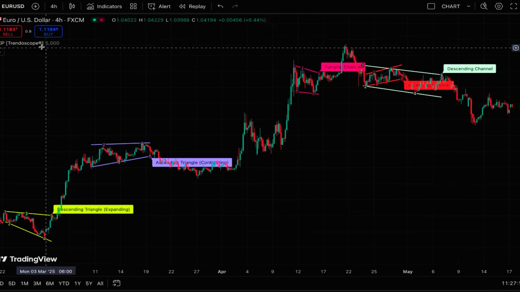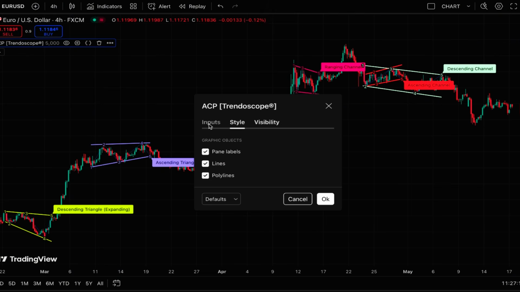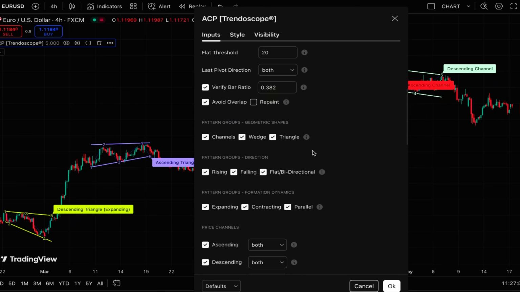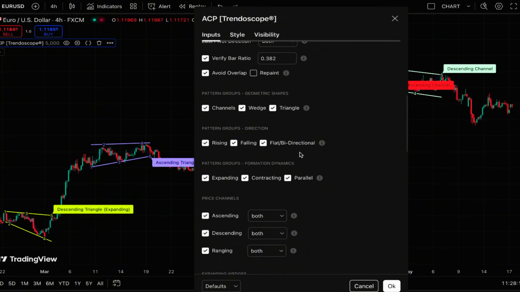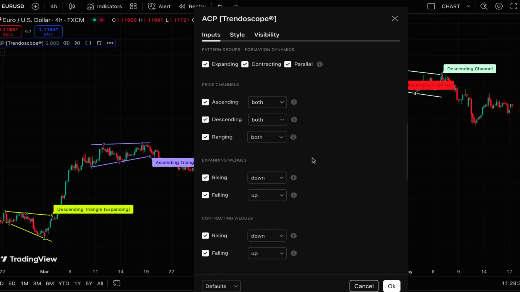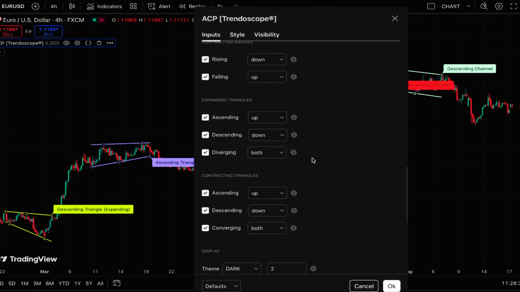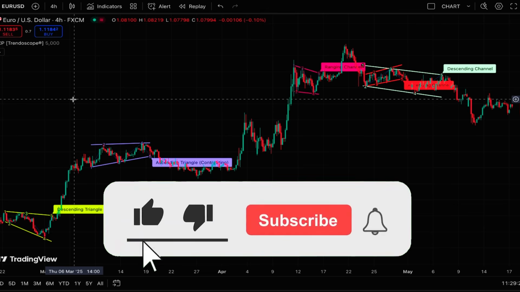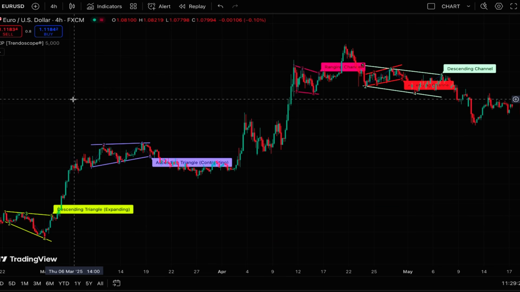If we go to the settings of the indicator, here in the inputs tab, you can remove or add any type of pattern that you need. For example, if you only trade based on the triangle pattern, you can remove the other two. And here also based on your preferences, you can choose if you want rising, falling, or flat bidirectional. And also you can choose if you want expanding, contracting, or parallel. You can see that you have full control on the type of the patterns that should be identified and also their appearances. This indicator is one of the best indicators for identifying the mentioned patterns, and it can effectively help you with identifying those patterns.